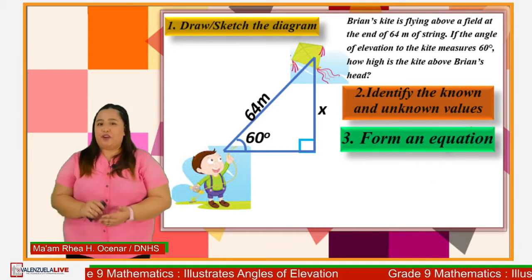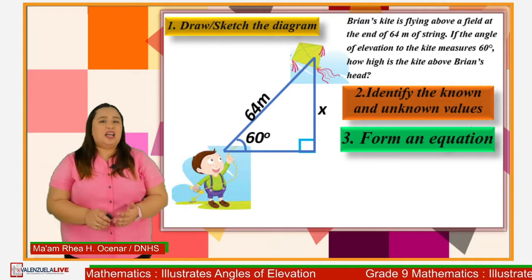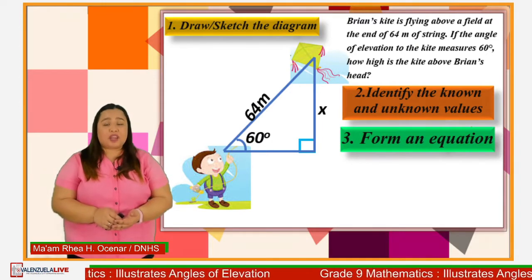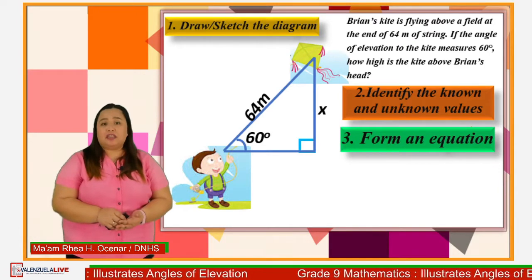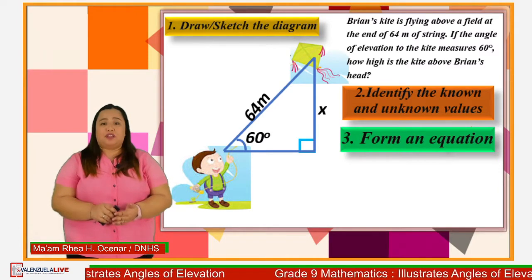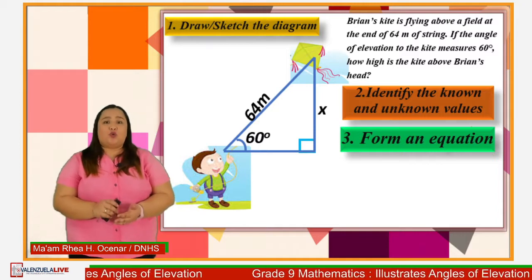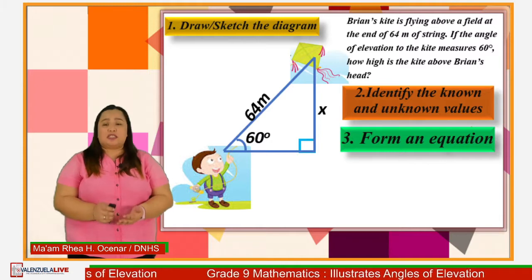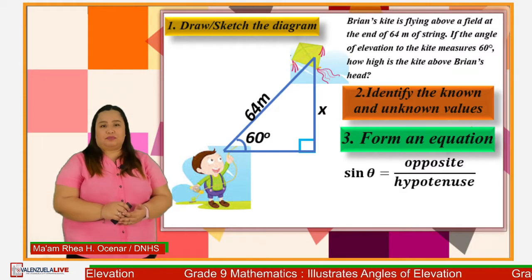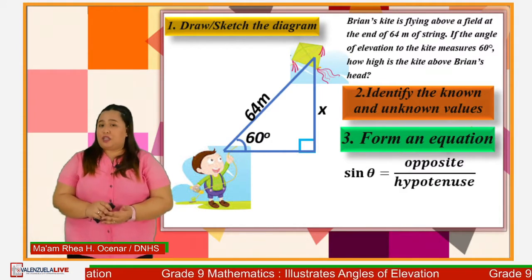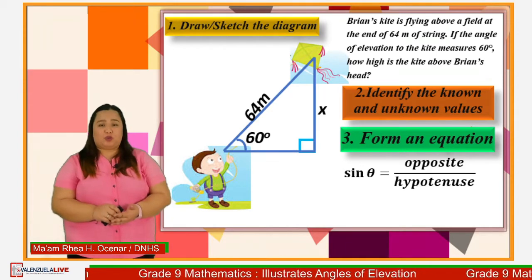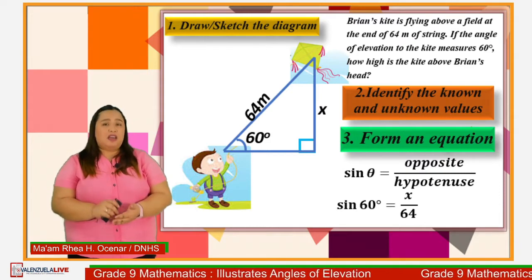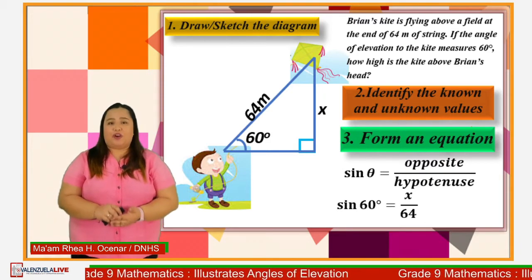Number 3, form an equation. Analyze the right triangle. Given the 60-degree angle, X is the opposite side and 64 meters is the hypotenuse. We can use the sine function to solve for the missing side. Sine theta is equal to opposite over hypotenuse. We can say that sine 60 degree is equal to x over 64.